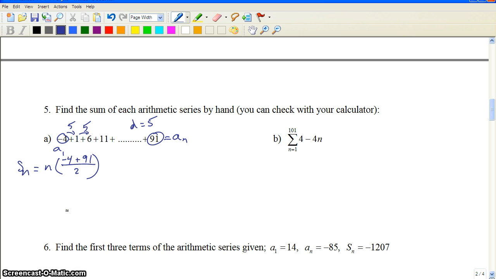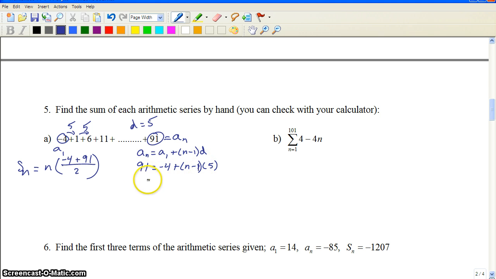We don't know what n is, but we do know that it's an arithmetic sequence, and we do know that this is the formula for the closed form of an arithmetic sequence. So we know what A sub n is. It's going to be 91. A sub 1 we said was negative 4. We don't know what n is. That's the variable we're going to solve for. The common difference we said was 5 just by looking at it.